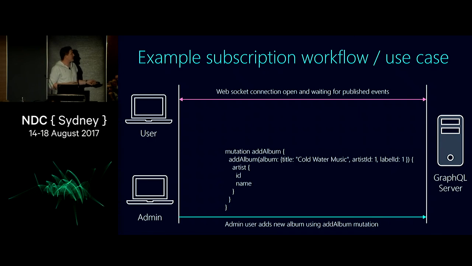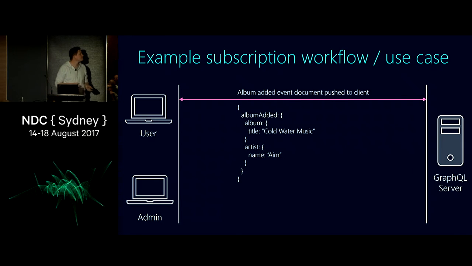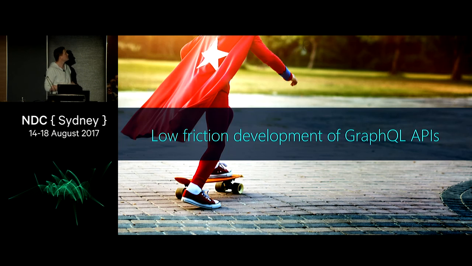At some point in time, the admin user then adds a particular album. We then see whether that particular user is interested in that event and whether that event is actually for one of the artists in which they're interested. And then it pushes back the data to the client. And this is exactly the example that I do as part of the demo app as well, so you'll be able to look at the code that actually powers this.